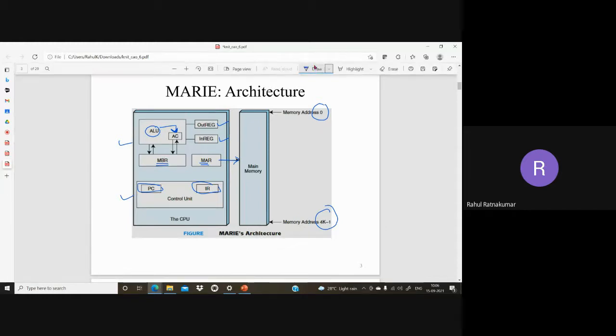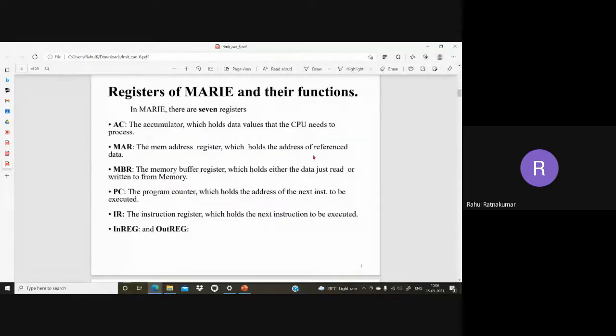But for branching instructions, I think there is one special branching instruction. That is the only difference. So these are the features. This we have already discussed. These are the registers we have discussed till now.